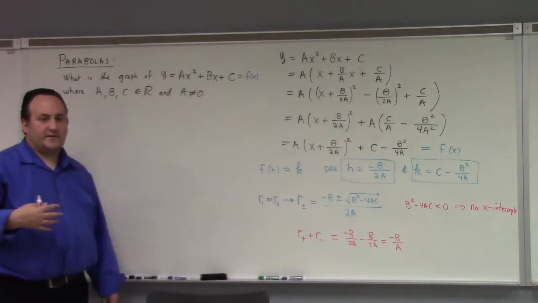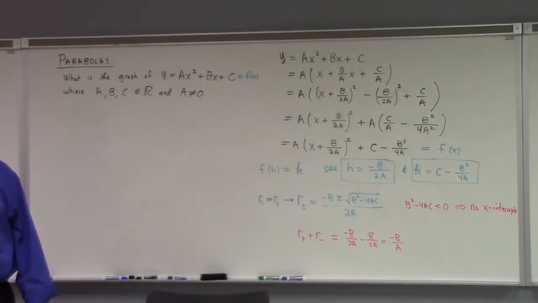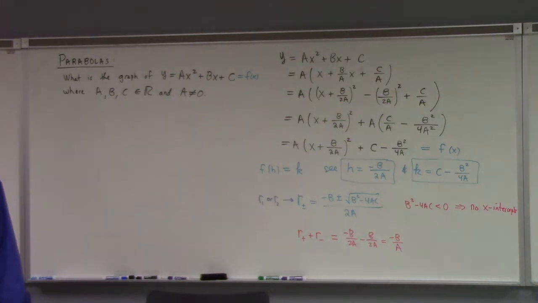If you wanted to calculate the arithmetic average of two numbers, how do you do it? What's the average of 3 and 7? You do 3 plus 7 divided by what? 2, right? 3 plus 7 is 10. 10 divided by 2, 5. 5 is the average of 3 and 7.